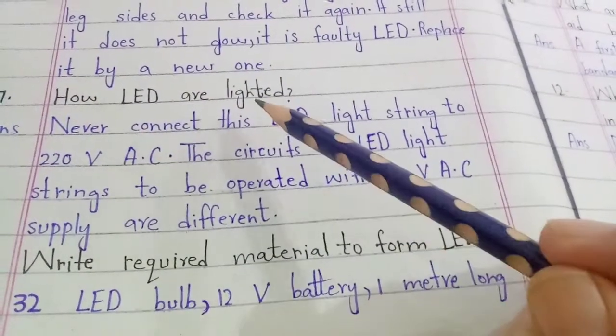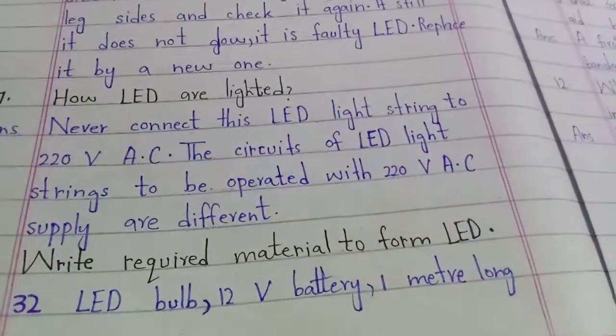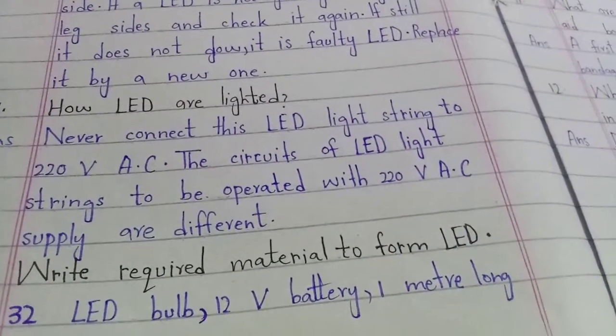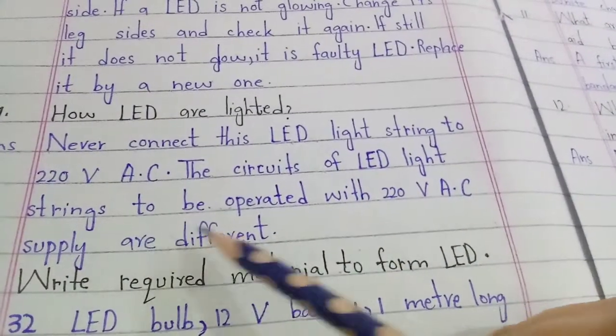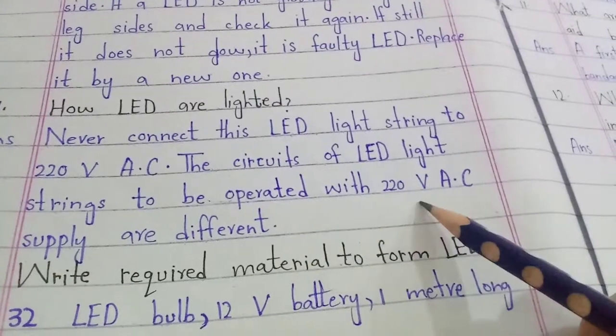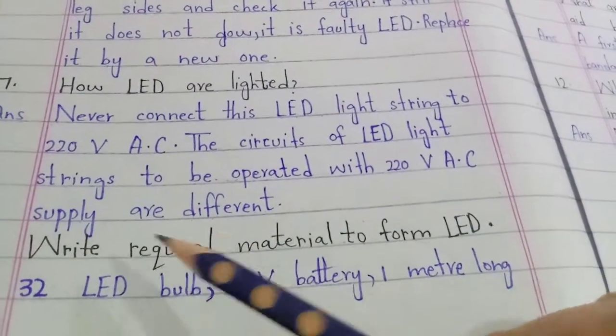How are LEDs lighted? Never connect this LED light string to 220 volt AC. The circuit of LED light strings to be operated with 220 volt AC supply is different.